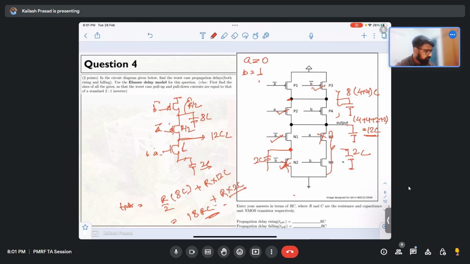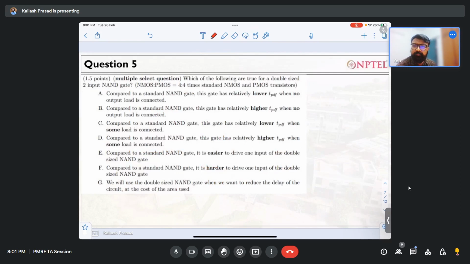Then we will proceed ahead. Simple question, again a multiple choice. Which of the following are true for a double size two input NAND gate? I have a two input NAND gate where NMOS and PMOS are both four times the standard NMOS and PMOS. Which of these statements are true?